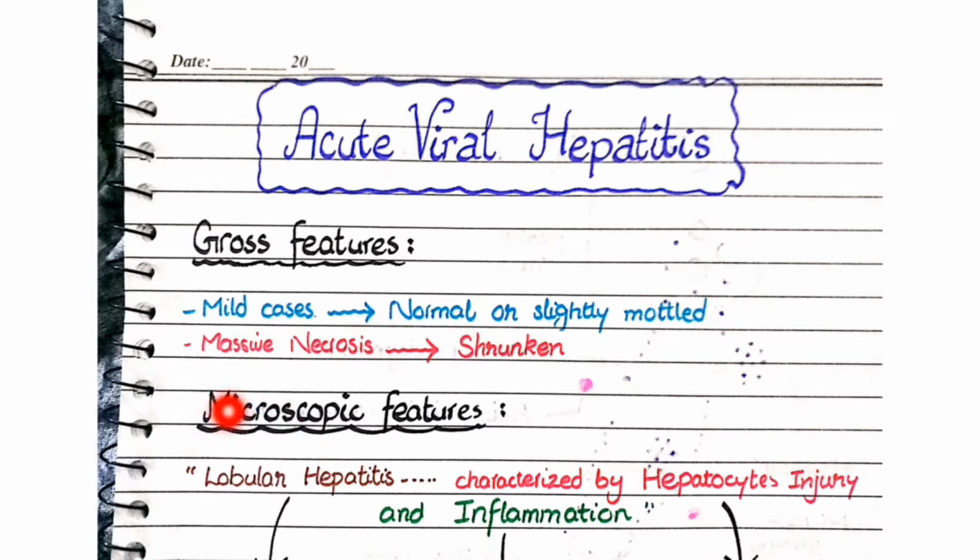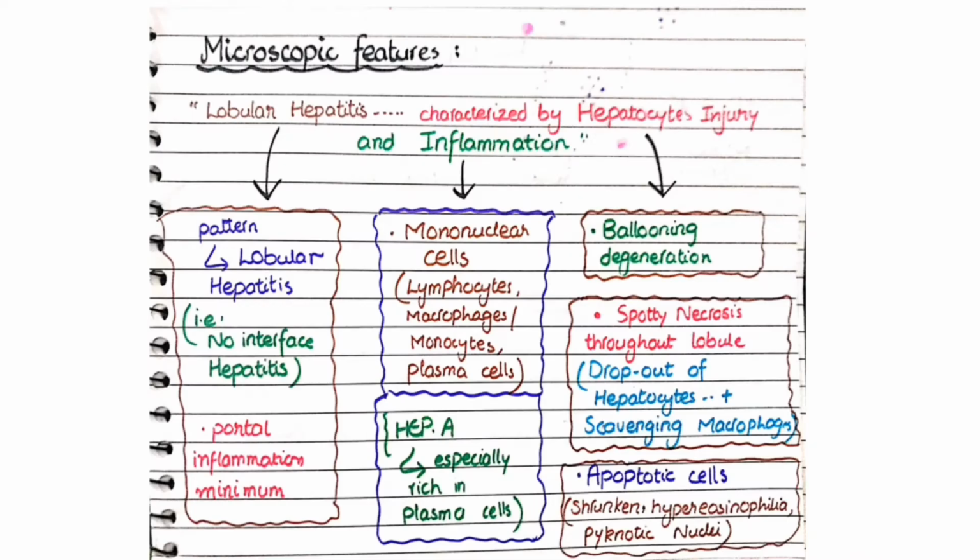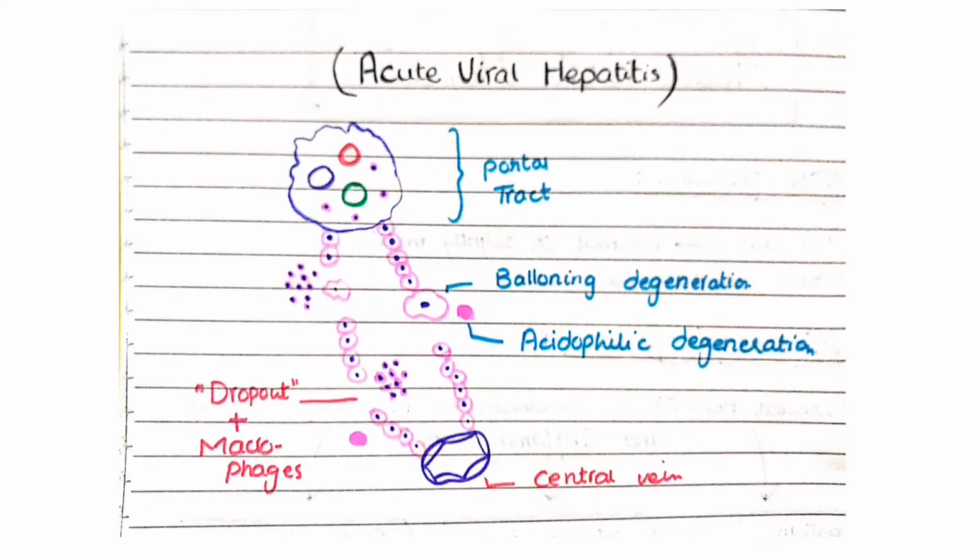Now let's come to the microscopic features of acute viral hepatitis. For microscopic features, the keywords to remember are lobular hepatitis characterized by hepatocytic injury and inflammation. So the first keyword is lobular hepatitis. This implies that in acute viral hepatitis, the pattern of necrosis and inflammation is known as lobular hepatitis. Lobular hepatitis means that the necrosis and inflammatory cells are present in the form of spots throughout the lobule.